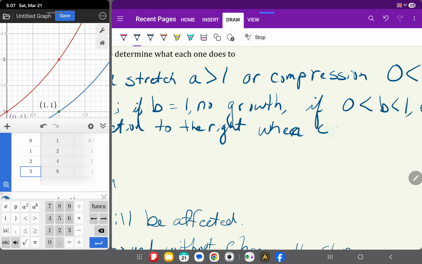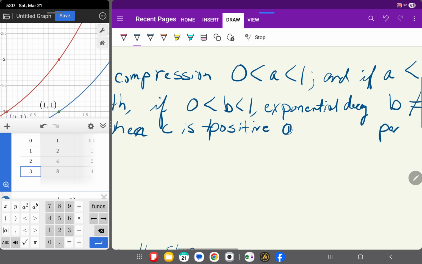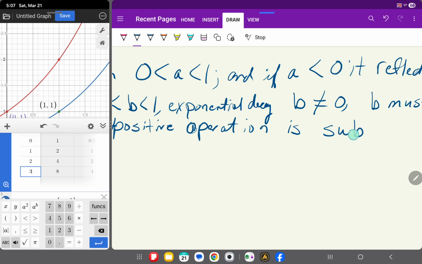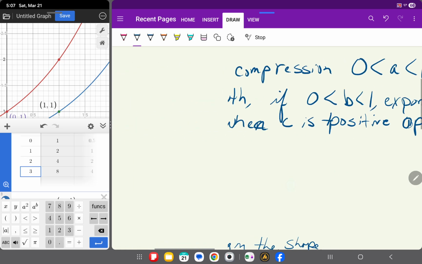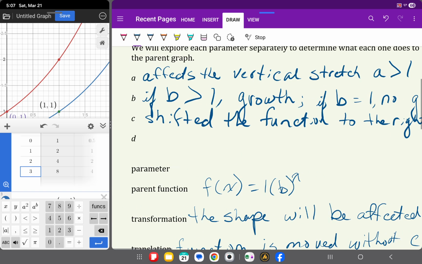Now I'm going to put it down that when c is positive, not that the operation is positive, when c is positive, the operation is subtraction. There's a fine line there, okay? So our operation is always going to be subtraction, and our c is positive if we write it that way.